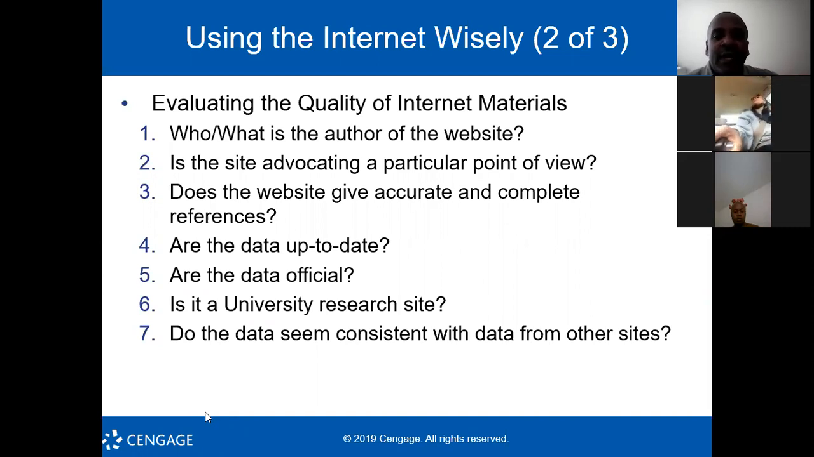Again, do they give accurate and complete references? This is important. The references allow us to see where you got your information. And this is why you have to critically analyze the information, and you don't want to just be putting stuff into your papers. You don't want to be plagiarizing. You want to be clear on how you're utilizing information. Otherwise, you may use something that does not necessarily support the claims you're trying to make. You also want to look, is the data up to date? Is it official? Is it a university research site?